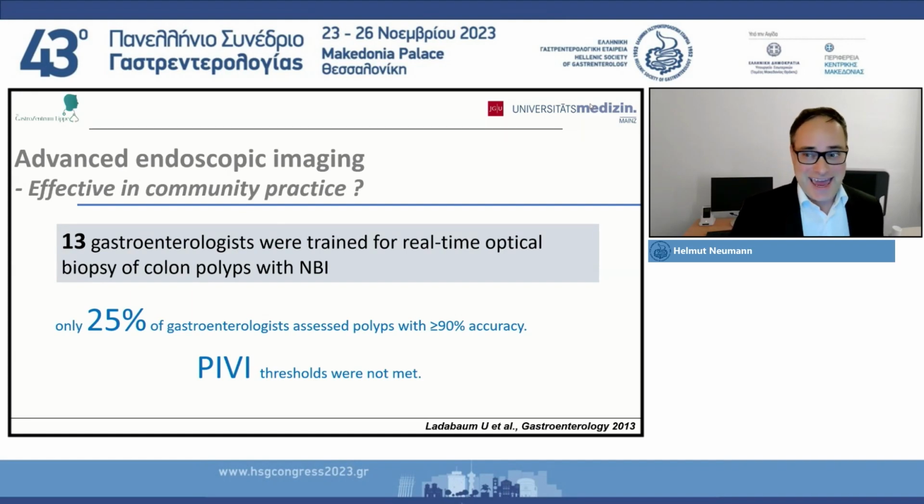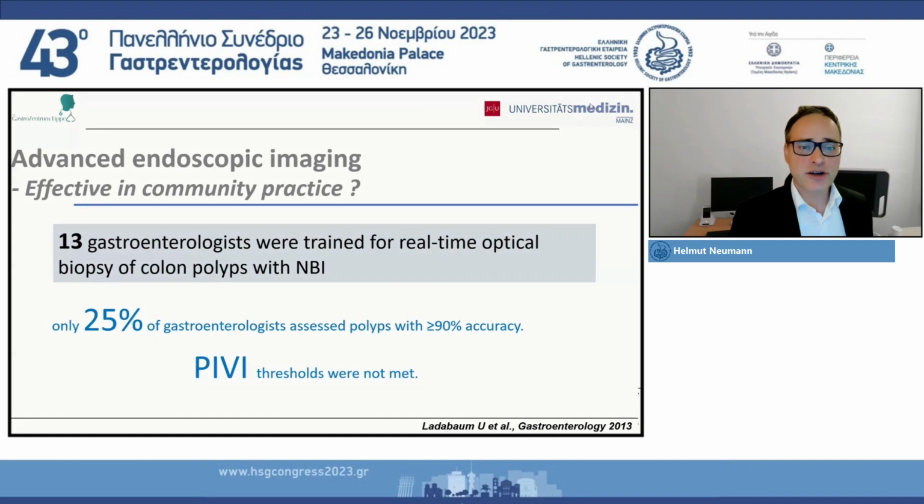So advanced imaging might be effective, but it might be not that effective if we're using it in community practice. And this is very similar to this great talk of Elena just before, even showing that even for Barrett's, even for non-experts, Barrett's is even difficult for experts, but even for non-experts, there is still a lot of room.